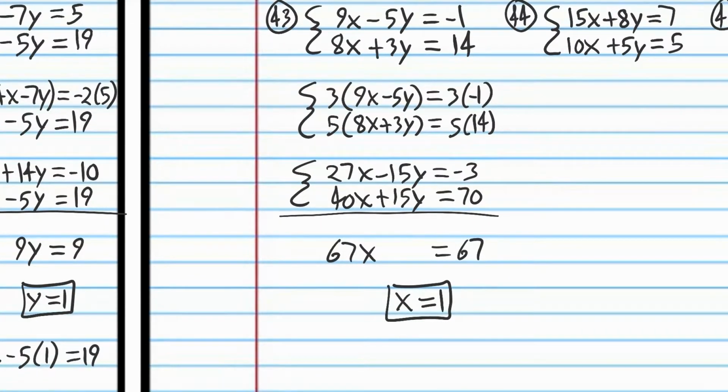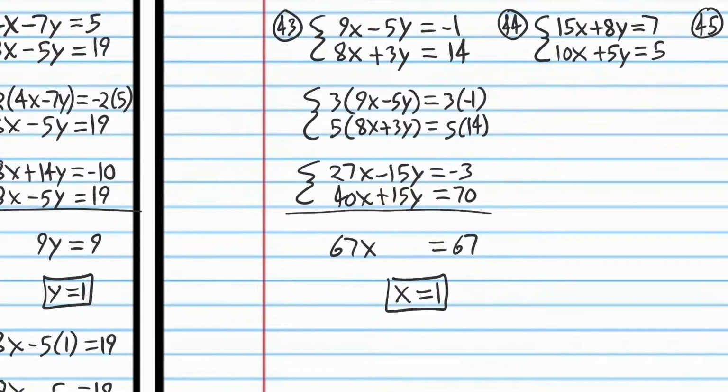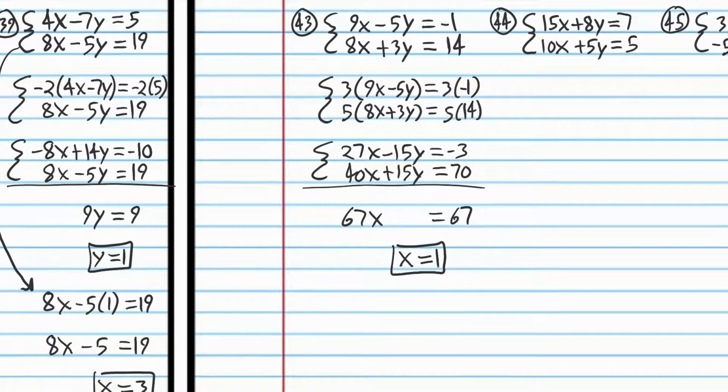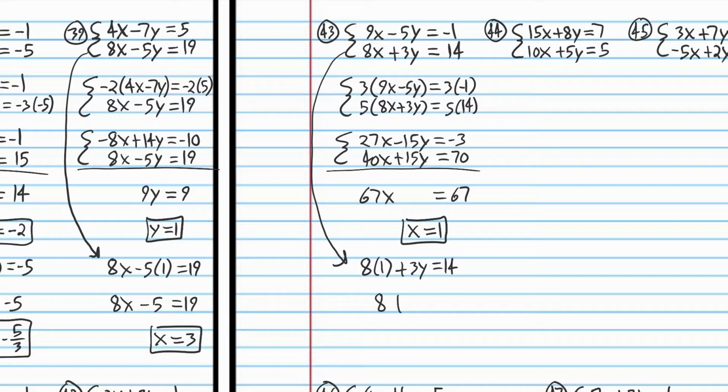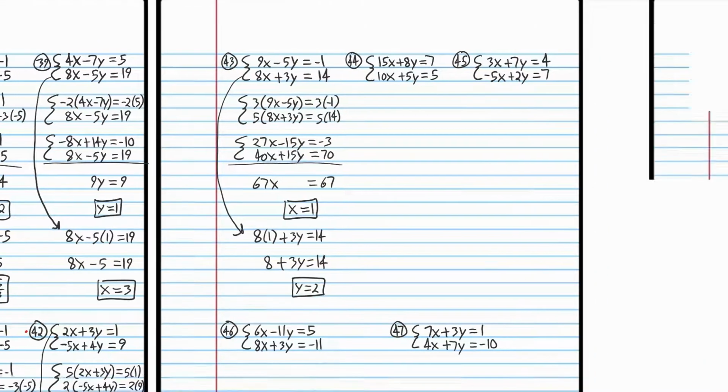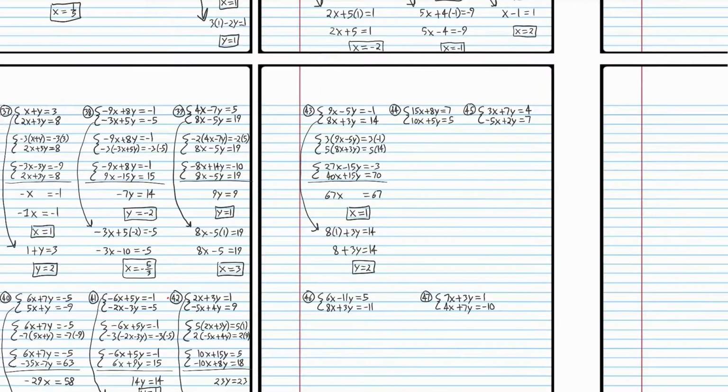You're probably wondering why we get 1 so many times in these problems. Well, it just makes it easier to design the problems if the answers are 1. You could make the answers anything, really. Now I plug that 1 back into one of the equations. I'm going to choose the bottom one. And we get y is equal to 2. All right.